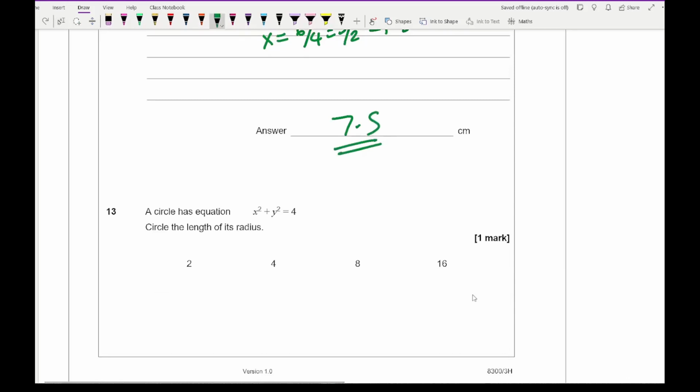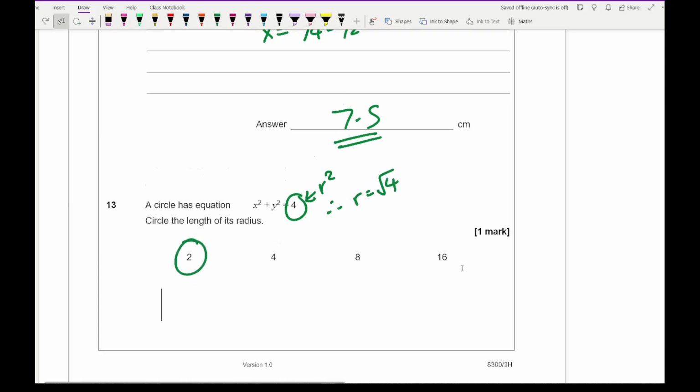Then for question 13, it says that a circle has the equation of x squared plus y squared equals 4, and it says circle the length of the radius. Now this represents r squared, so therefore r is going to be the square root of 4, which is not 4, it is 2. So let's quickly get rid of the evidence of that mistake.